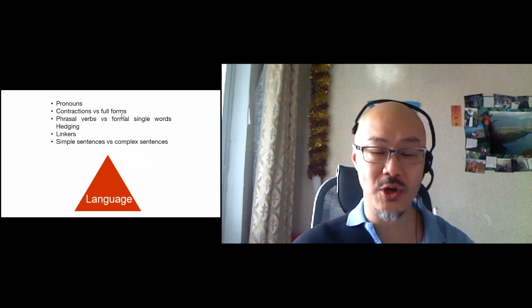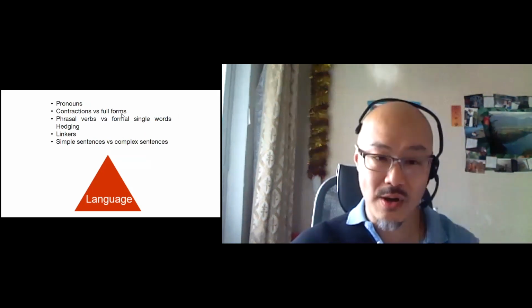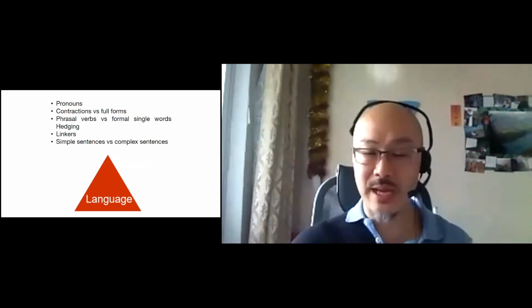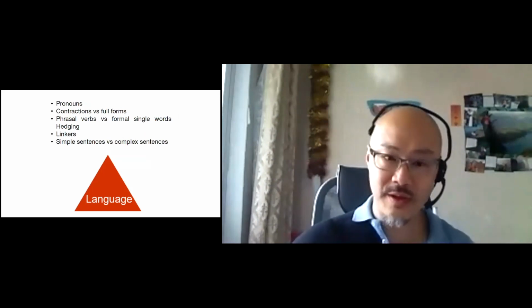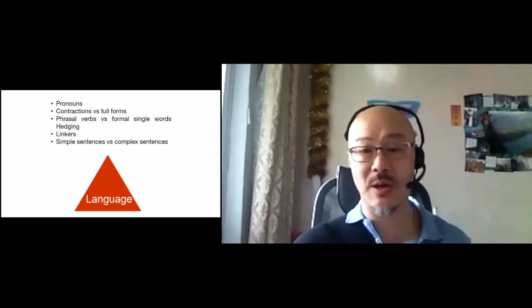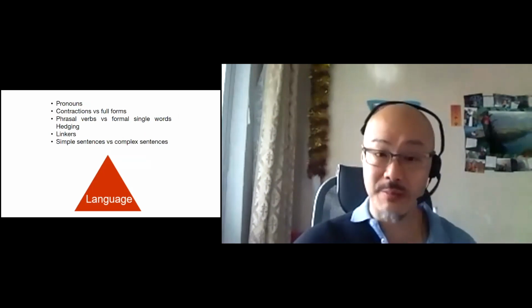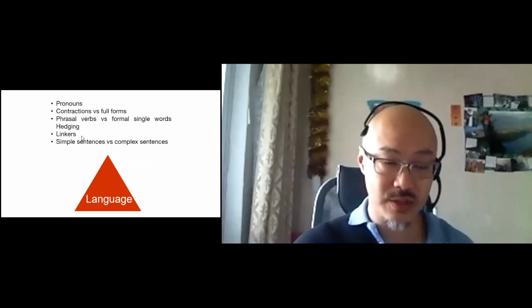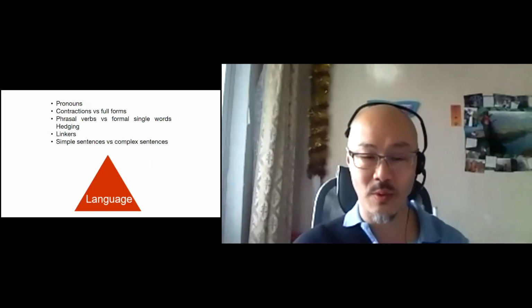Finally, the top. Once you've done the foundation and the intermediate part, the language will top it off. So here are the points we'll be looking at today. First of all, simple sentences versus complex sentences, simple meaning simple subject-verb sentences. Linkers, how we use linkers. Phrasal verbs versus formal single words.